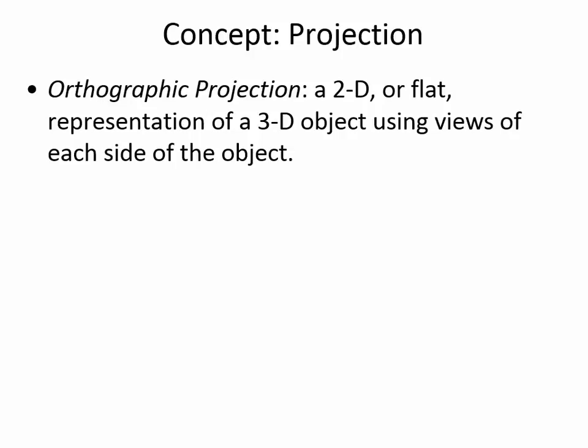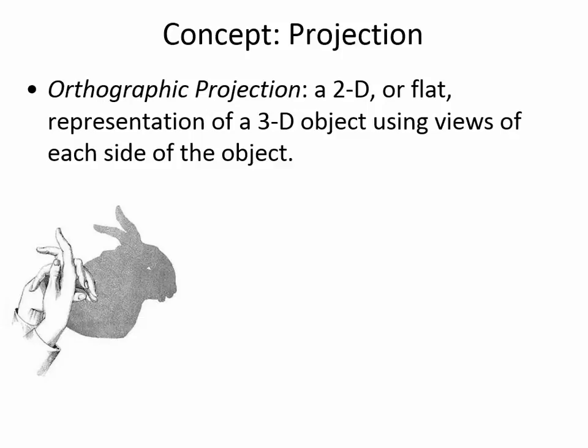All right. So an orthographic projection is a 2D representation of some three-dimensional object. And we'll have views from each side. So think about, for instance, the old trick of making shadows look like something that, obviously, it looks like a rabbit, but it's not a rabbit, it's somebody's hands.